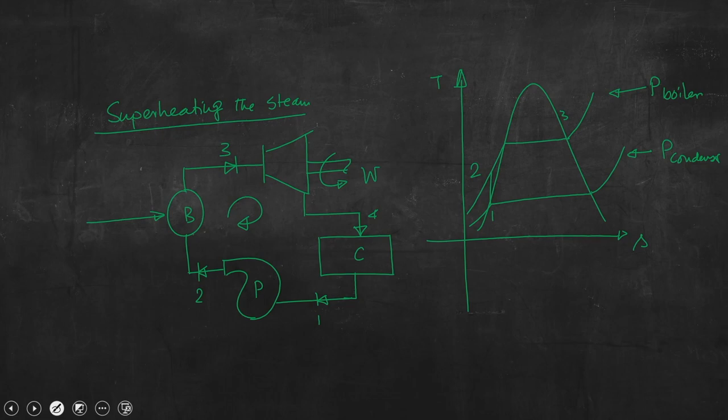So, this is W out, this is Q out, this is Q in and this is W in, this is the turbine. Now, you see that if we allow steam to expand in the turbine from point 3, we get point 4. This is basically what we have seen in the context of the simple Rankine cycle.